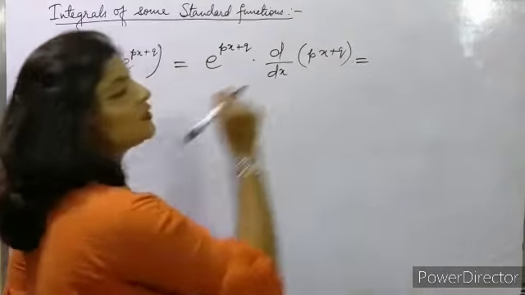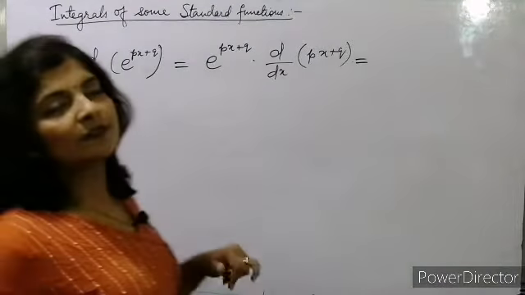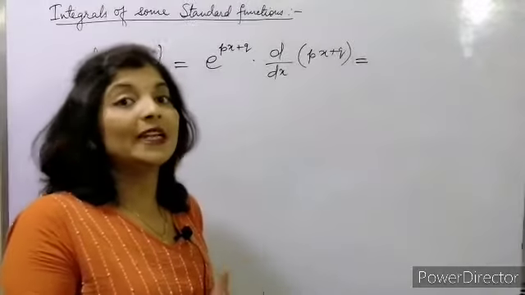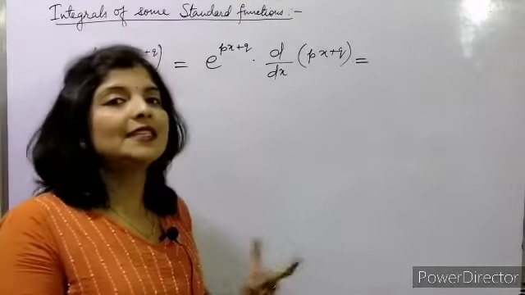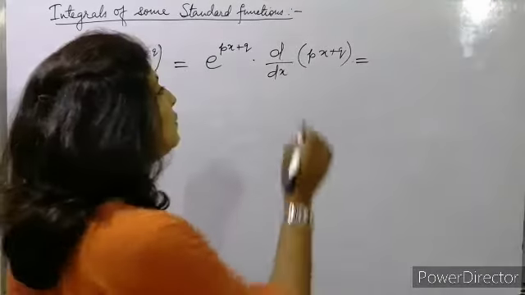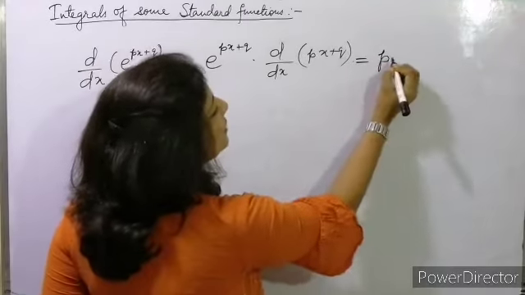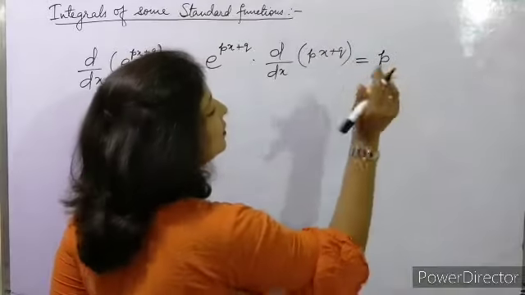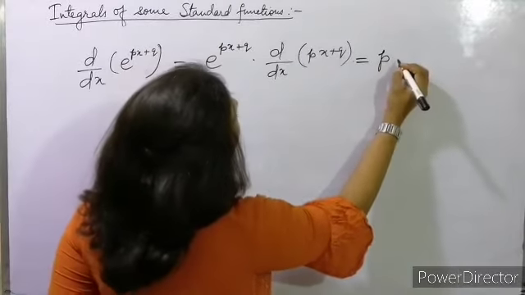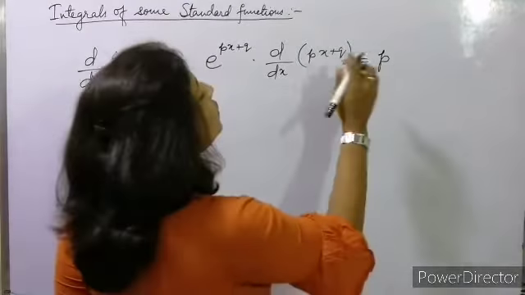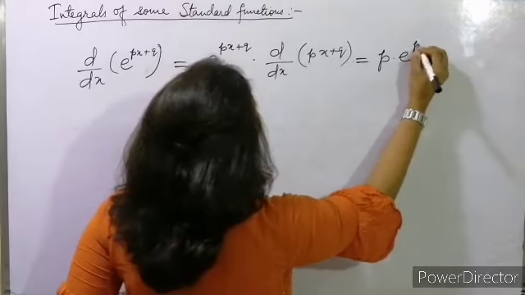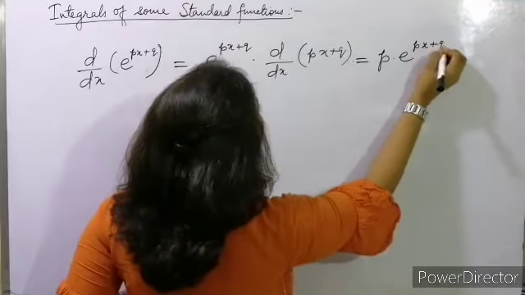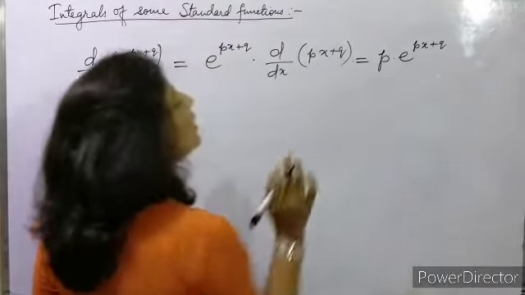After differentiating this we will get p. When we differentiate px with respect to x we get p, and when we differentiate q with respect to x we get 0. So for this we'll get p plus 0, only p, because p plus 0 is p. So p into e to the power px plus q. Okay, this value we will get.